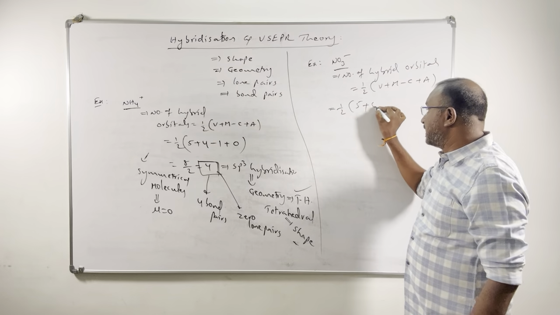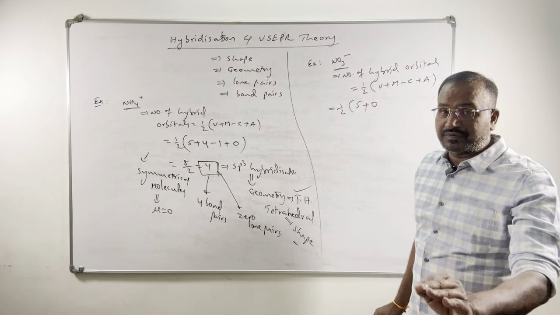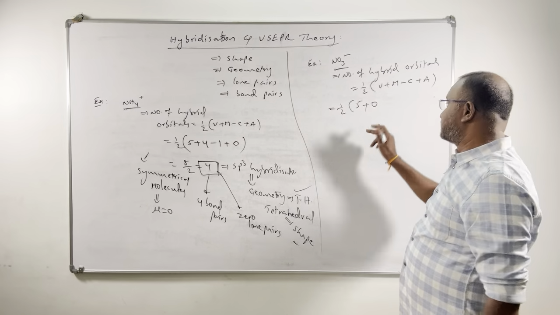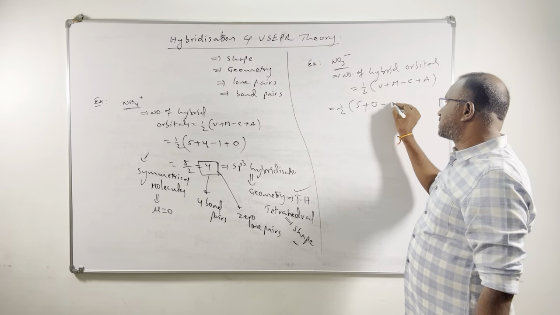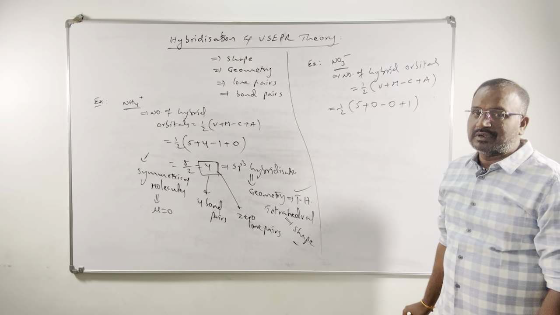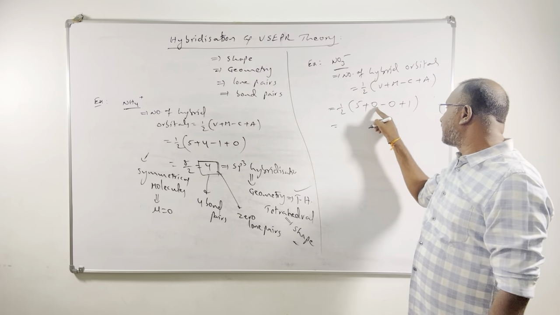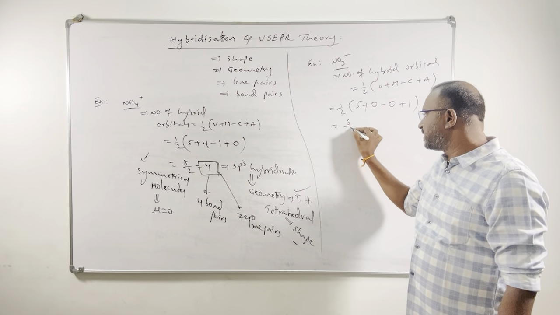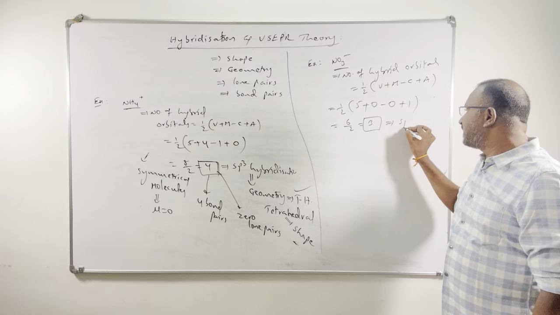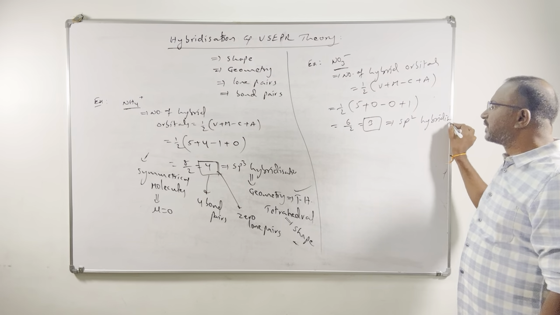So 0, because it is not a single bond atom. It does not form single bonds. It is not a monovalent atom. It is a divalent atom. So 0. No positive charge, so 0. It has a negative charge, so plus 1. In an anion, the amount of negative charge is 1, so plus 1. If I write 5 plus 0 minus 0, that means 6 by 2, which means 3 we are getting here. If it is 3, hybridization will be sp2 hybridization.